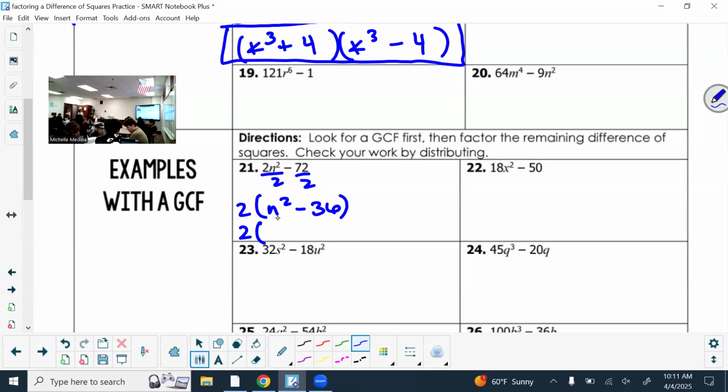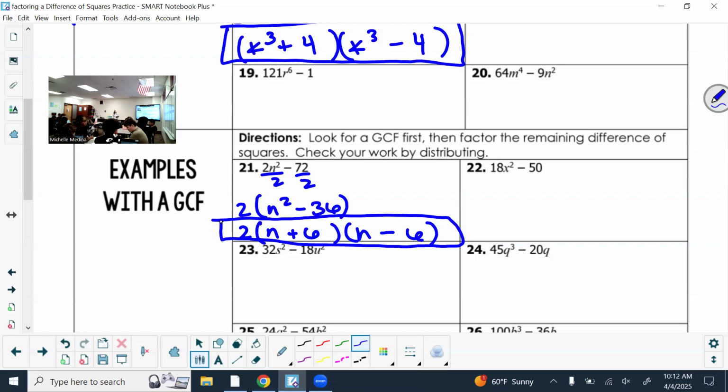So what's the square root of n squared? And what's the square root of 36? So then one of my parentheses will be n plus 6, the other one will be n minus 6. And then here's my final answer, the GCF just living outside the parentheses. Good.